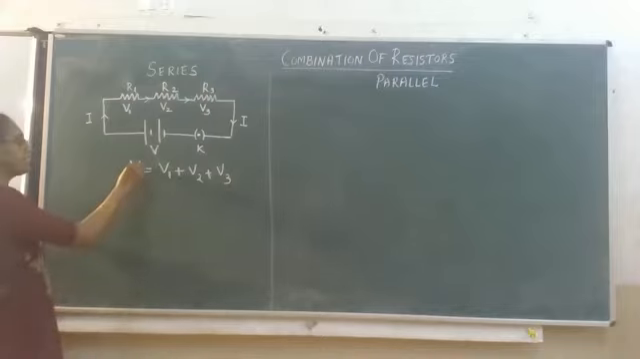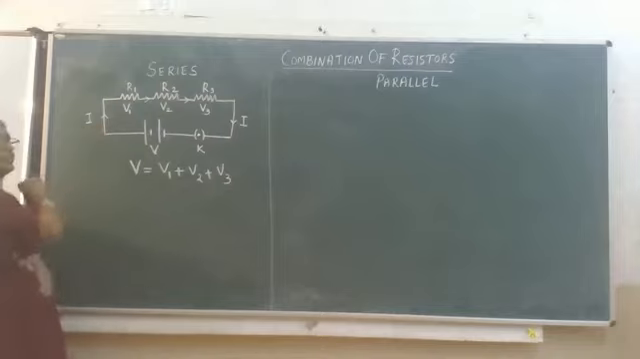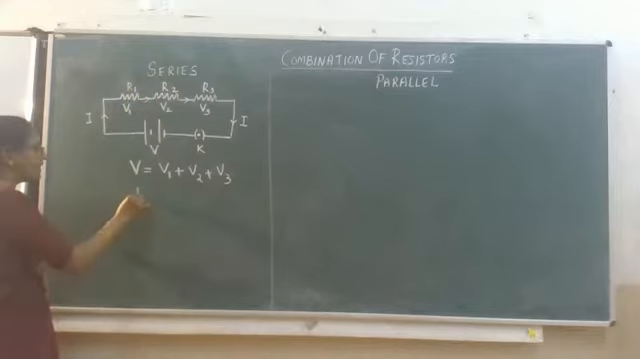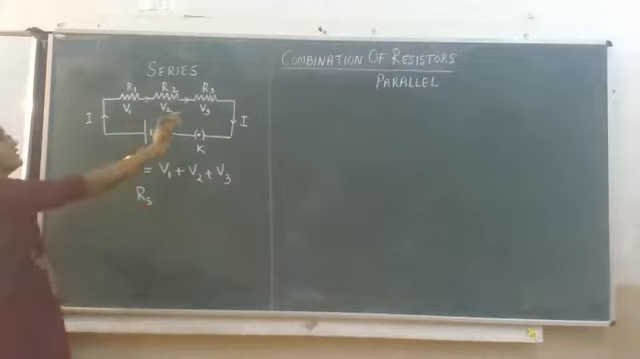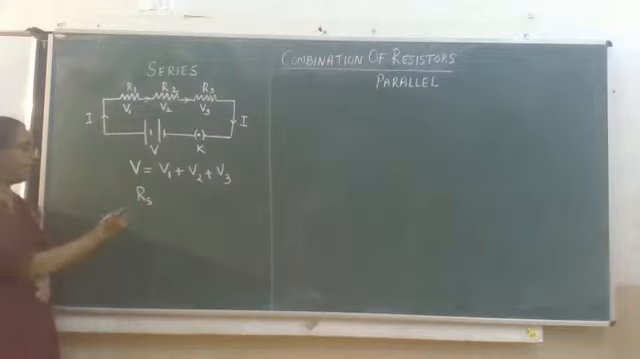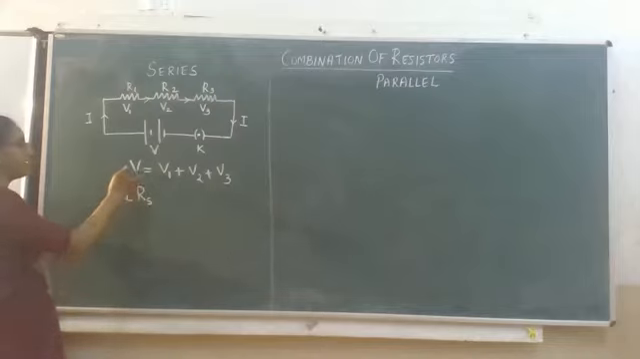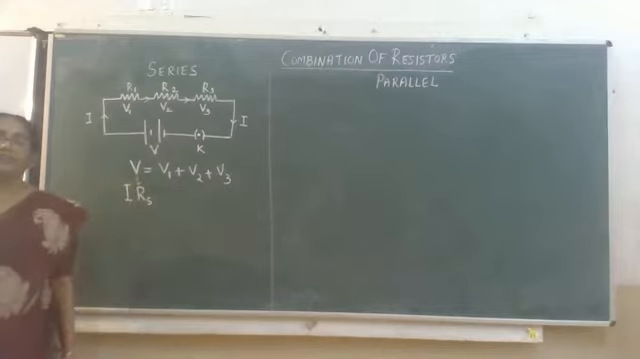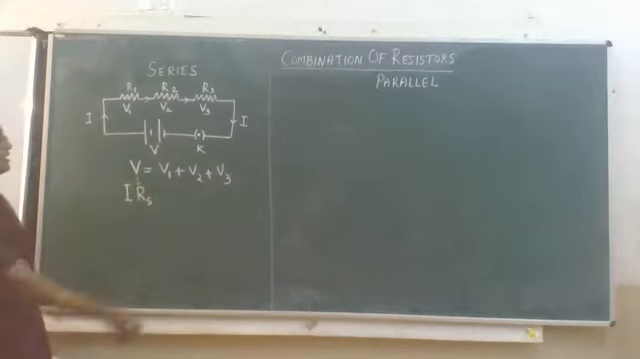Therefore, this V is the total potential difference of this circuit. I is the total current. If I mention the total resistance of this circuit as RS, this S stands for the series connection. So, let us take RS as the total resistance of this circuit. Therefore, this V we can write as I into RS according to Ohm's law.